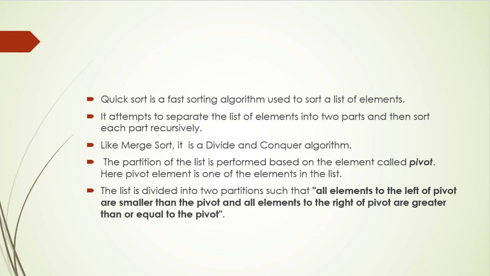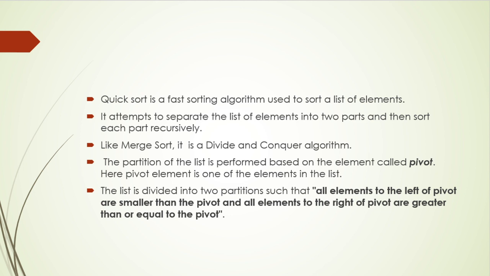In this sorting algorithm, we choose one element, the key element, as a pivot element. You can choose either the first element as the pivot, the last element as the pivot, or a random element can be chosen as the pivot element.